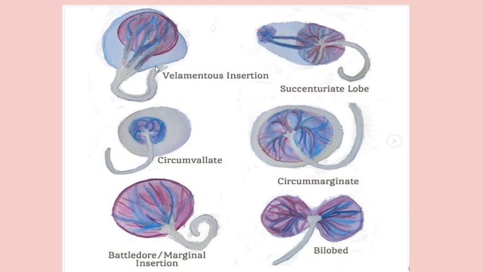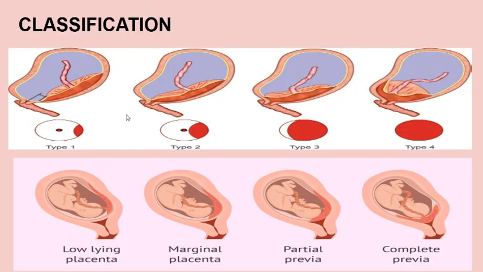So we have the filamentous insertion. You can see the cord is not inserted into the placenta directly. It is inserted somewhat onto the membrane before entering the placenta, on the chorionic axis, the amniotic side. Then this is the succenturiate lobe, where an extra lobe connected by placental vessels is present. Then the circumvallate placenta, where the amniotic side is smaller than the chorionic side.